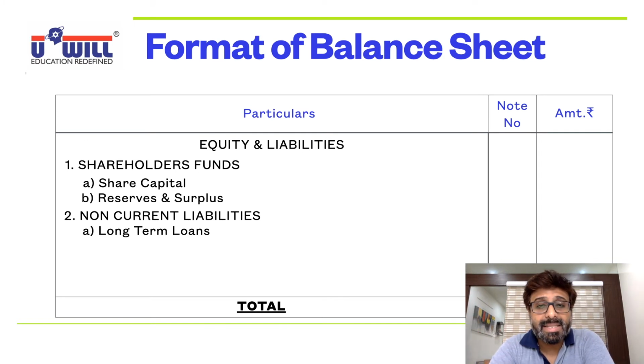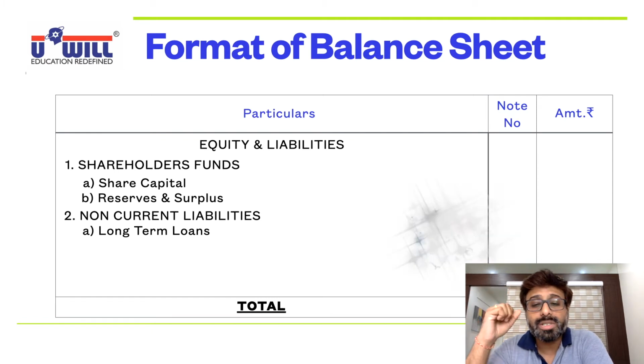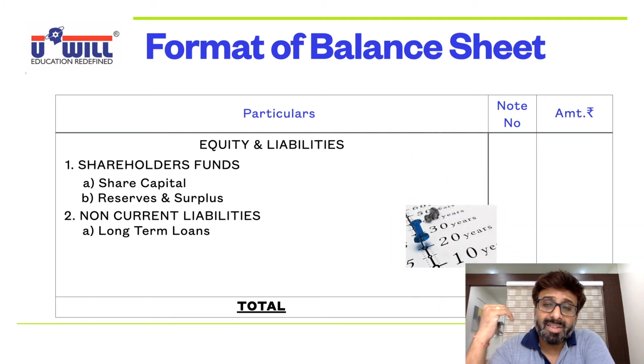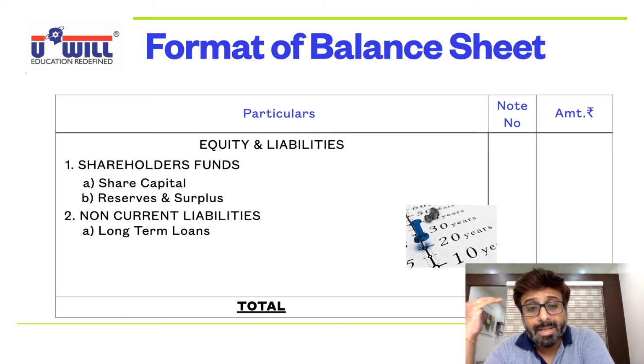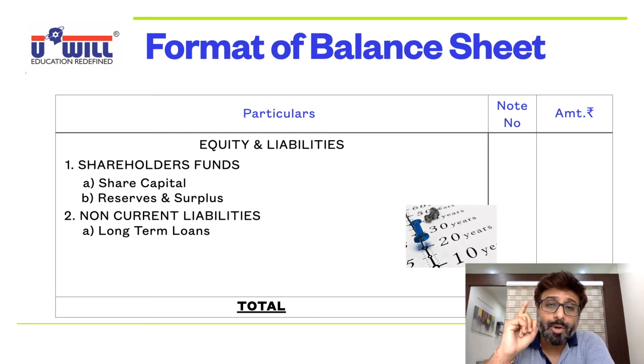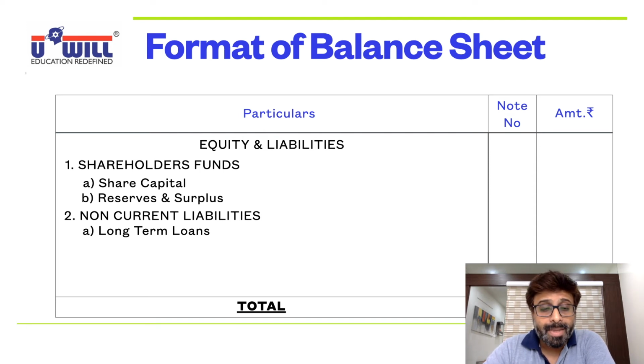Non-current liability means the money which we have to pay over a long period of time. So long-term loans, those money which we have to pay after 3 years, 5 years, 10 years, 20 years, 30 years, those kind of long-term loans of hotel will come in non-current liabilities. And then which was the second kind of liability? Current liabilities. Two things we will have in current liabilities.